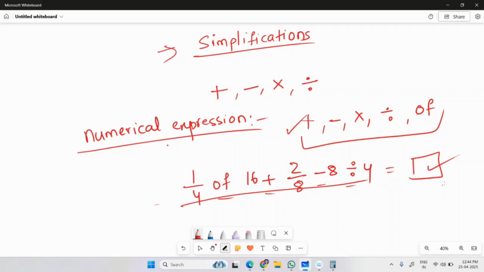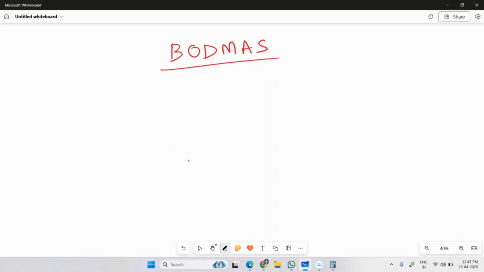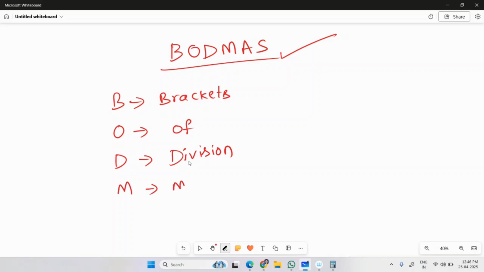To solve a numerical expression, we follow a definite order. In order to get a definite value, we need to perform operations like addition, subtraction, multiplication, division. These four arithmetic operations we have to perform in an order. The order of operations we call BODMAS. Here, B stands for brackets, O stands for of, D stands for division, M stands for multiplication, A stands for addition, S stands for subtraction.